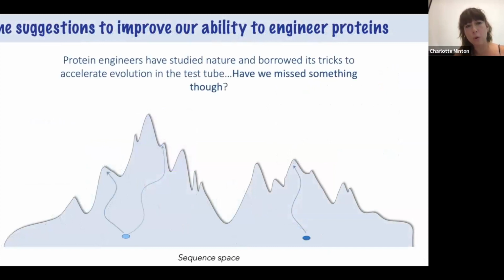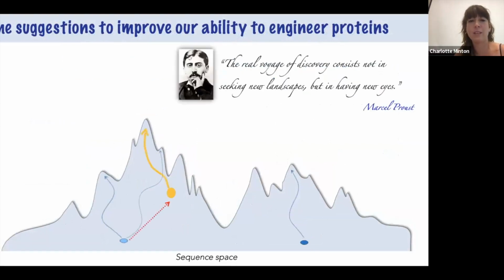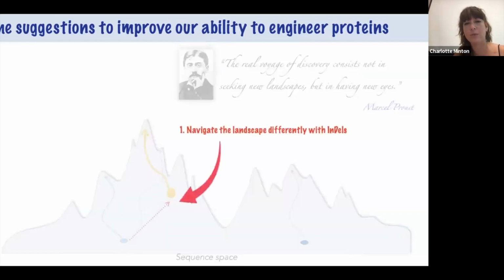And we've borrowed a lot of tricks from nature to do directed evolution in the laboratory. We use computational biology, but perhaps we've missed a few things from nature that we haven't quite implemented. And as Marcel Proust, a French writer, said, the real voyage of discovery consists not in seeking new landscapes, but in having new eyes. And this is what we are working on right now in the lab. Perhaps we can keep the landscape, but explore it in a different way.